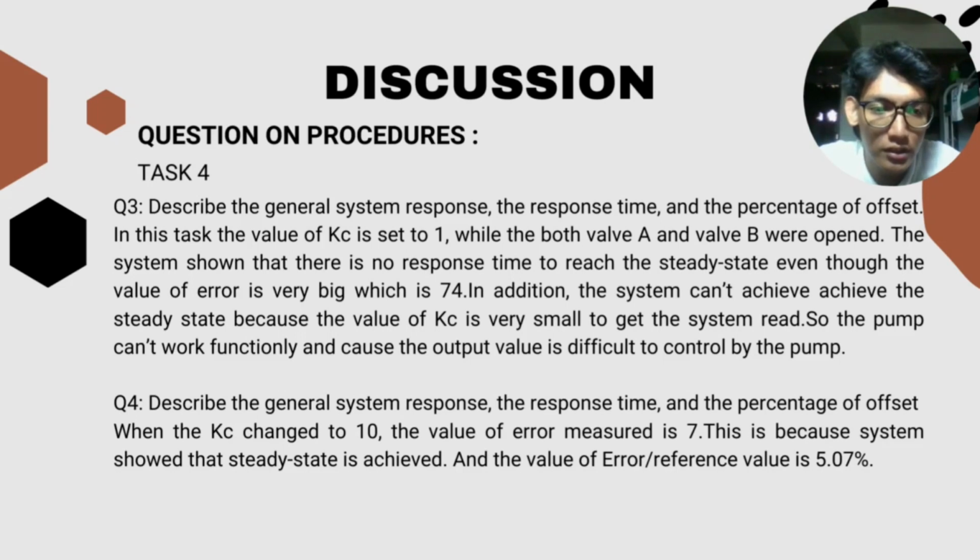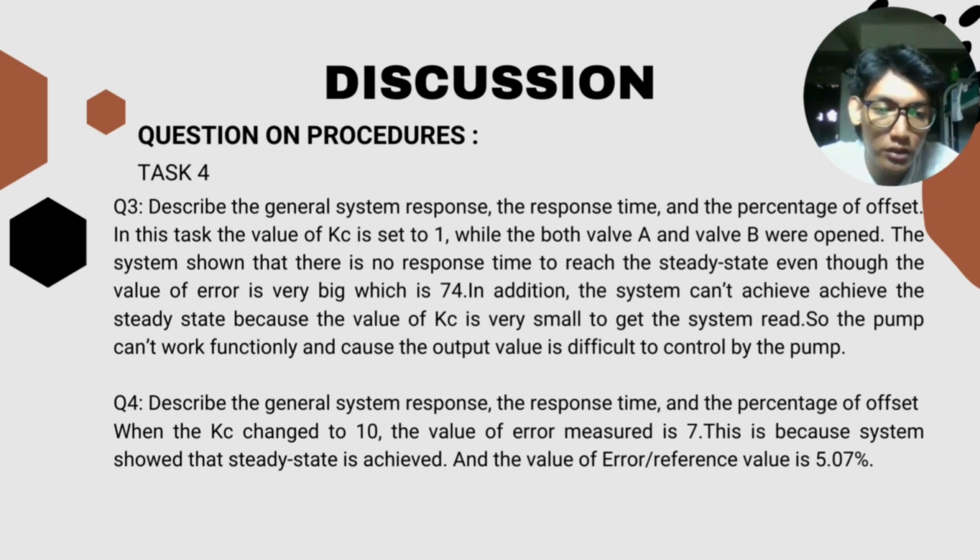The third question is describe the general system response, the response time and the percentage of offset. In this task, the value of KC is set to 1, while both valve A and valve B are open. The system shows that there is no response time to reach the steady state even though the value of error is very big, which is 74. In addition, the system cannot achieve the steady state because the value of KC is very small, so the output value is difficult to control by the pump.